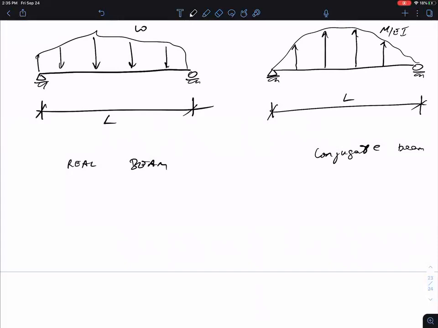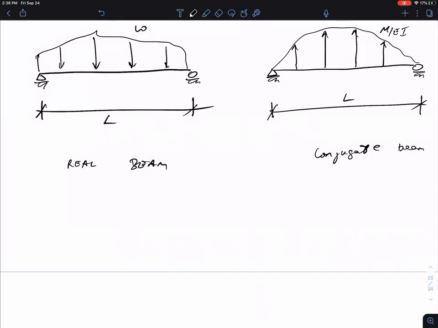Now, based on the relationships that we established earlier, we get two theorems. The first says that the slope at any point in the real beam is equal to the shear corresponding to the conjugate beam, right? So if you can compute the shear at a point in a conjugate beam, that would correspond to the slope in the real beam. The second theorem says that the displacement at a point in the real beam is equal to the moment at the corresponding point in the conjugate beam.